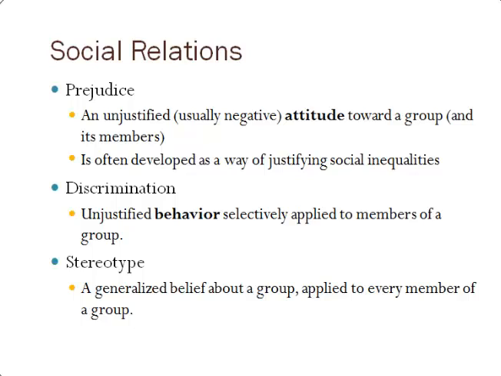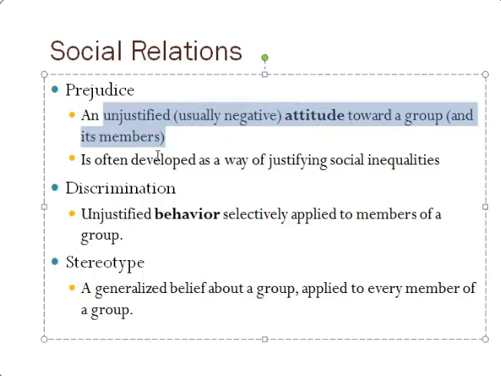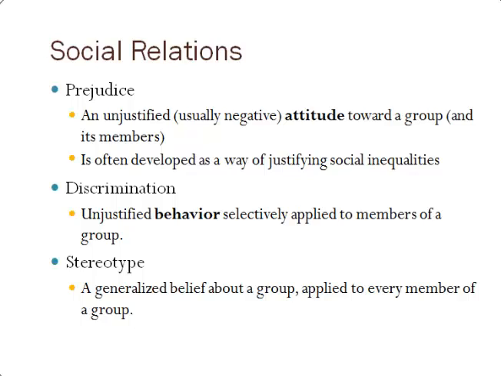Other aspects in terms of social relations, other social psychology things to be aware of: prejudice. Prejudice is an unjustified attitude towards a group of people, usually a race or a religion, or any group of people. Having prejudice is assuming something bad about an individual because they belong to a particular group. Behavior based on prejudice, behavior against a person because that person is a member of a religion or a race or an ethnic group, that is discrimination. That's unjustified behavior selectively applied towards members of a group.